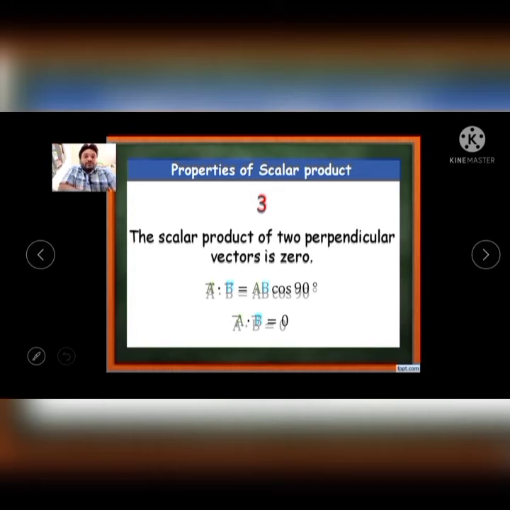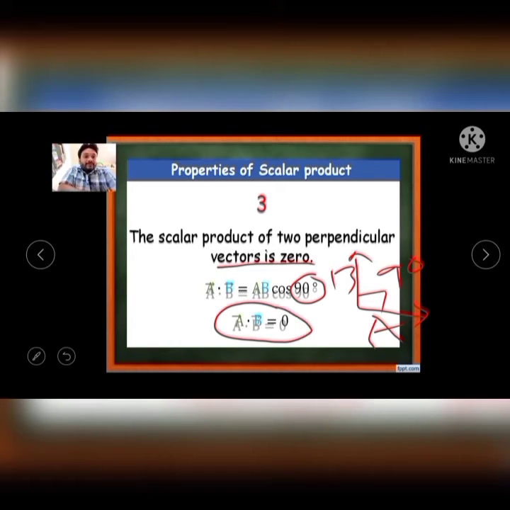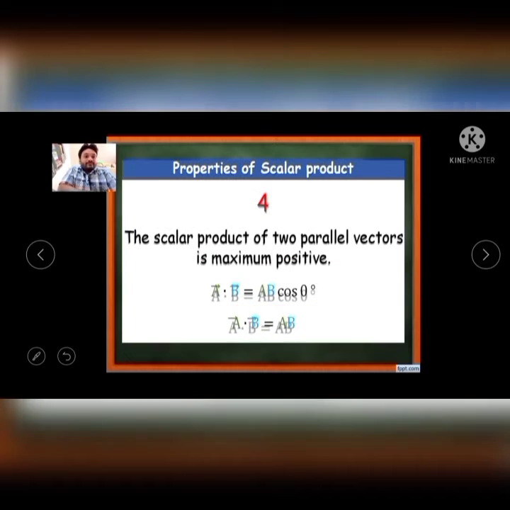Now, the scalar or dot product of two perpendicular vectors is 0. If these two vectors are perpendicular, let us have a look at this. We can call this vector A and this vector B. If the angle is 90 degrees, then cos theta becomes cos 90, and the value of cos 90 is 0. That is why the dot product between two perpendicular vectors is 0.